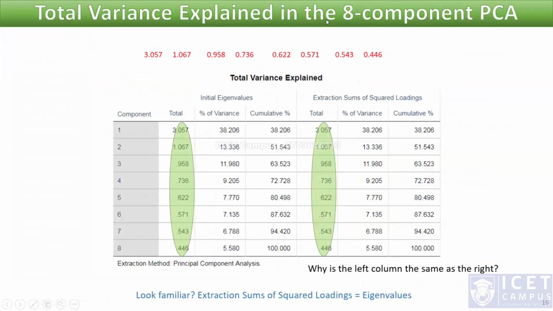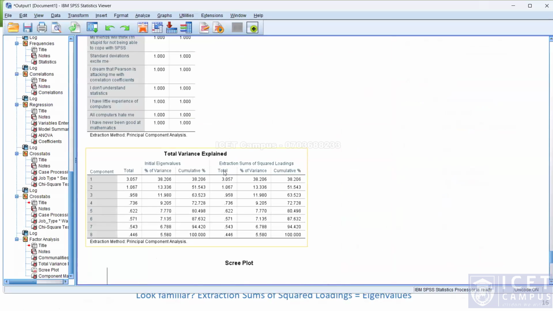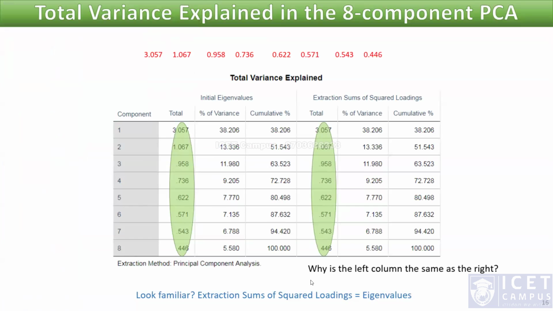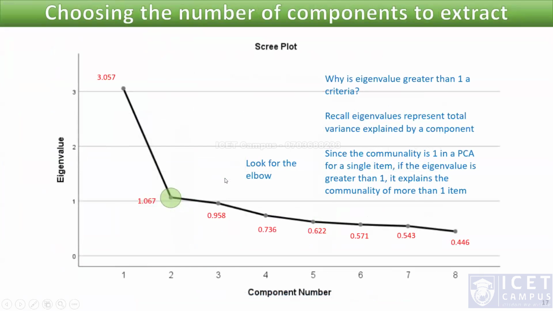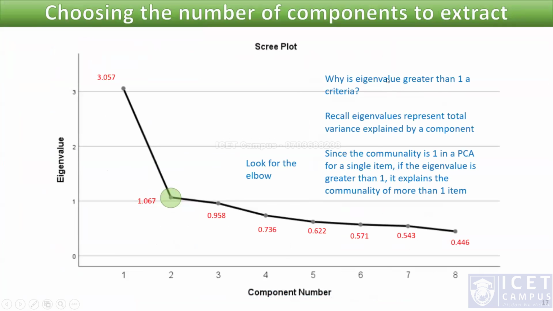Total variance explained is here. You can see it there. This is the output; the total variance explained is this table. Next one is the scree plot, which is just like an elbow. Why are eigenvalues greater than one the criterion? Recall that eigenvalues represent the total variance explained by the component.